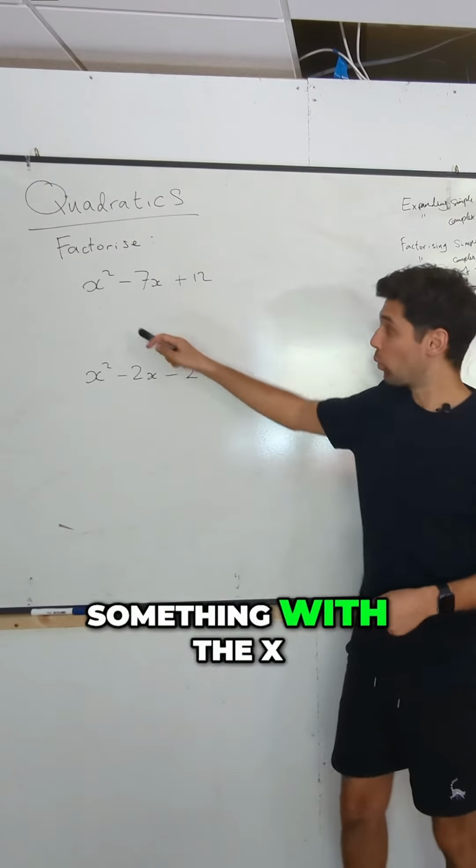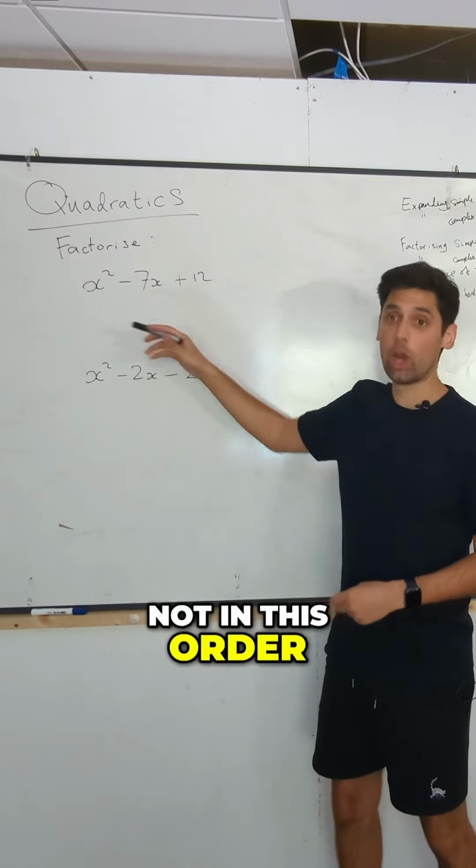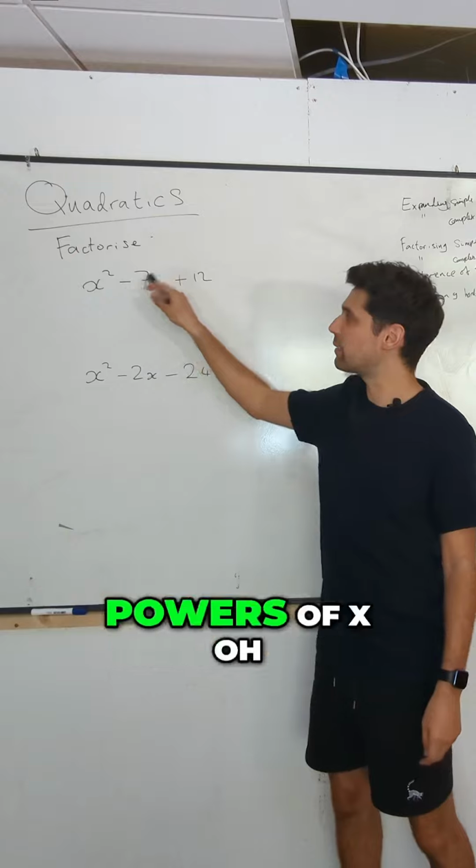If you ever see something with the x squared and the x and the number, and it's not in this order, rearrange it to put it in this descending powers of x order.